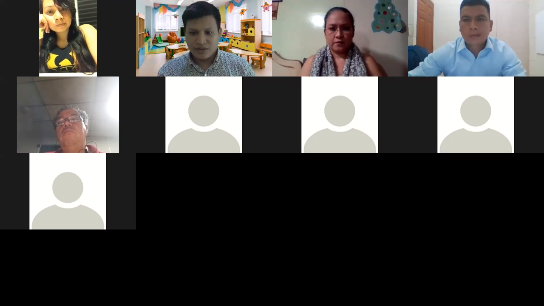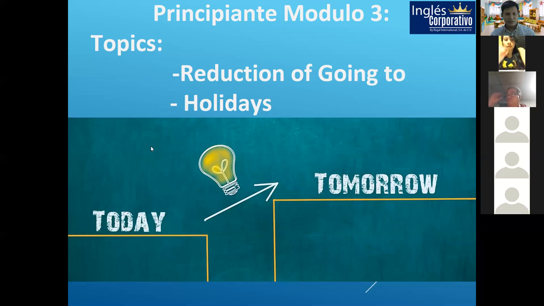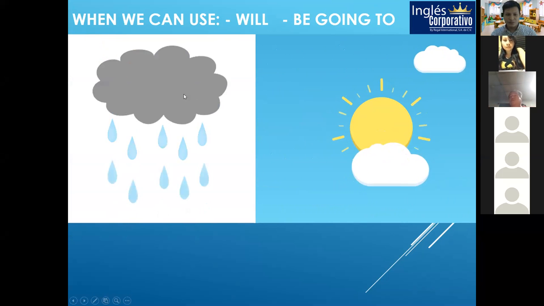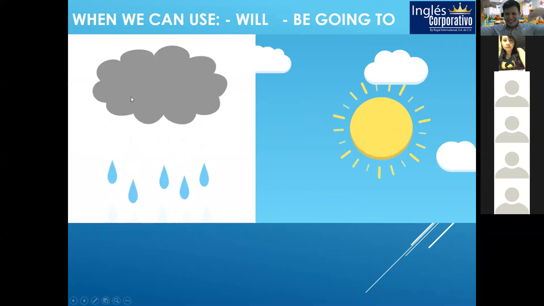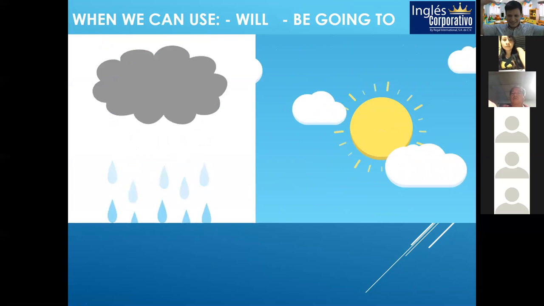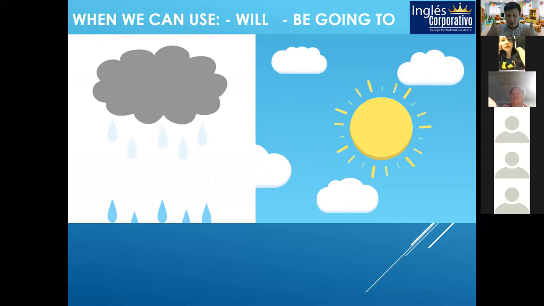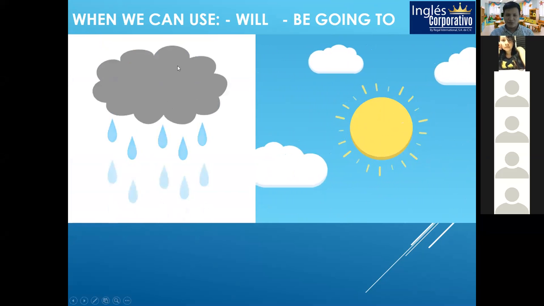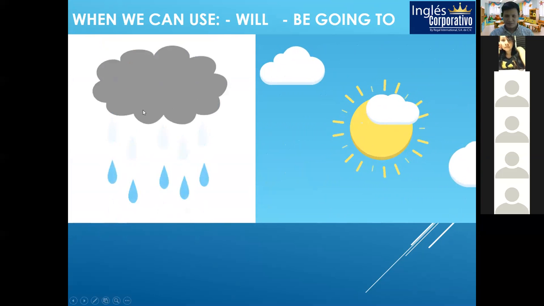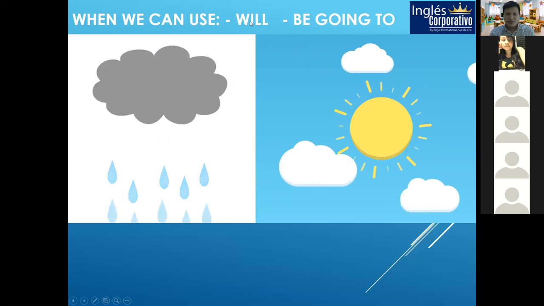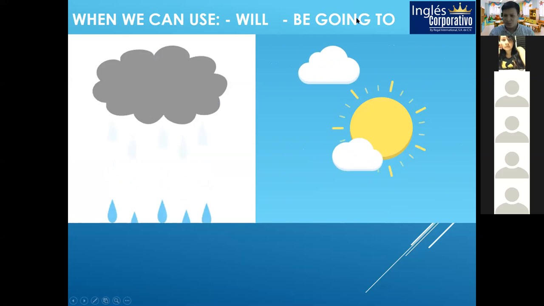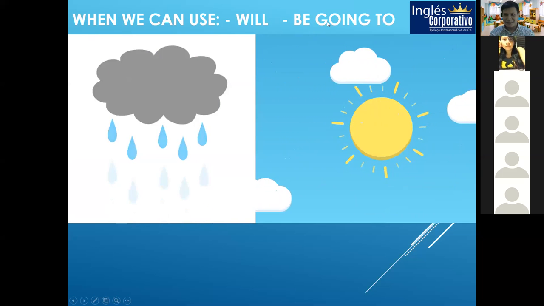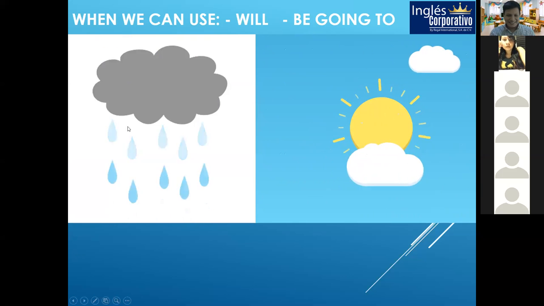Okay, students, let's see. Como ya saben eso, we're gonna start with an activity. Let's check. Okay, we have this. What do you see on the screen? When we can use will or be going to? As you see here, we're gonna use the verb rain. Rain, right? What is rain? Raining. Lluvia. Llover. Okay, nice. In this case, you can see a cloud, right? That is raining. Vemos una nubecita que está lloviendo. Entonces, which of this one you're gonna use? Will or be going to? ¿Cuál vamos a utilizar? En ese momento.